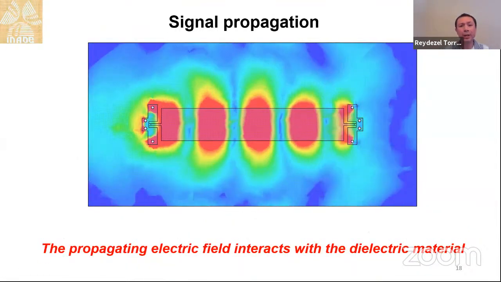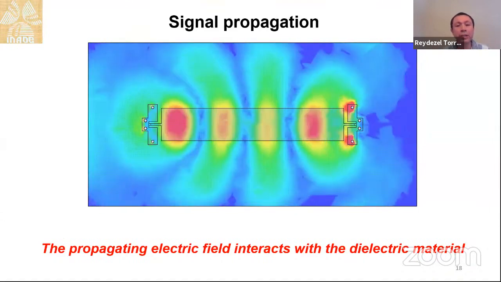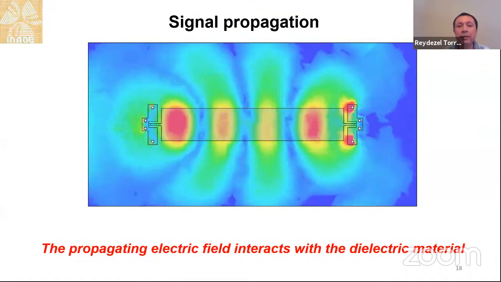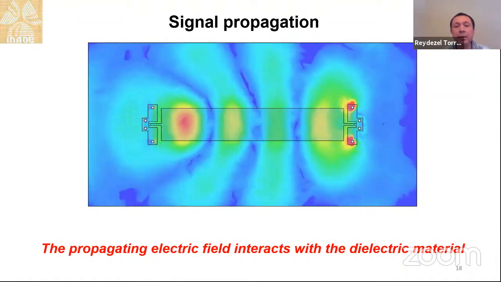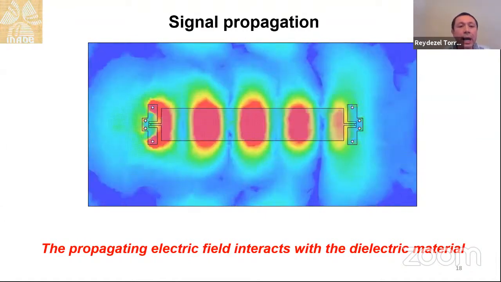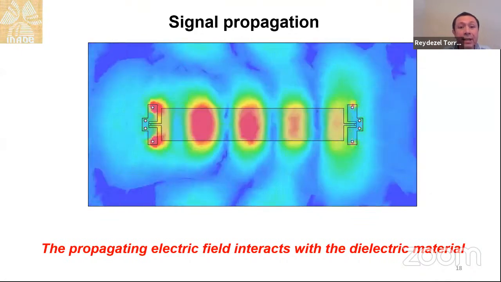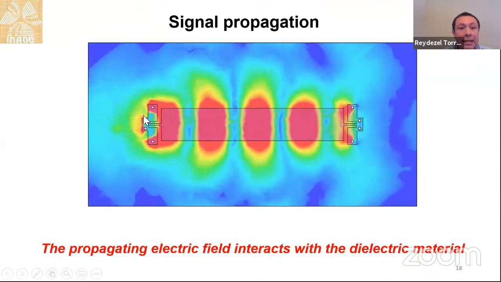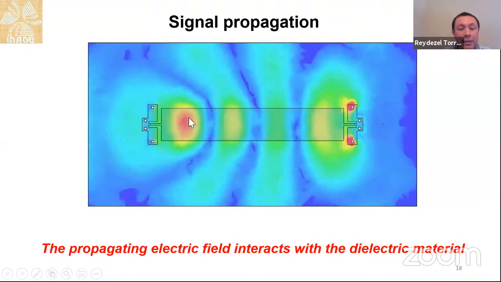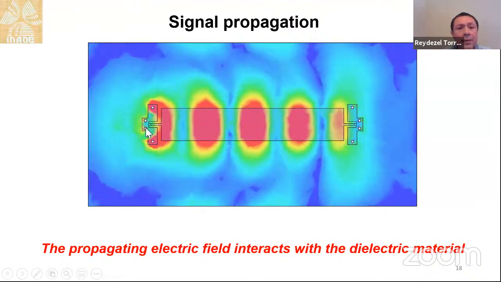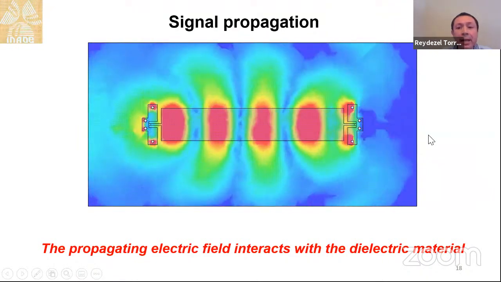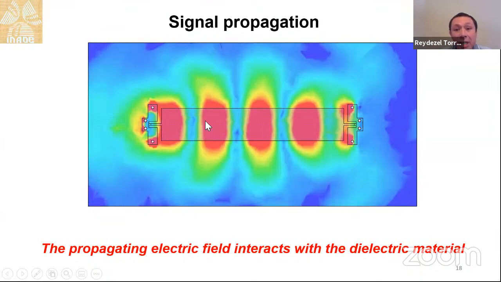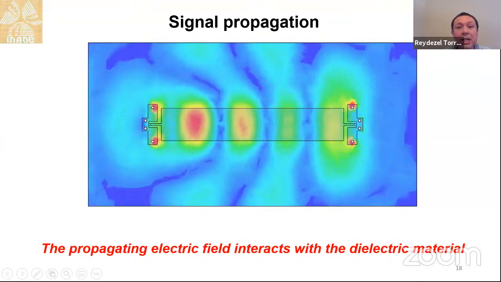In order to explain in a little more detail the interaction between an electric field and the dielectric material we are using, I'm showing here how the electric field varies in position and time when I apply a signal at the beginning of this microstrip line. This is a top view of a microstrip line. I apply the signal here and I collect it here. And I can see that the electric field is changing in position and also changing in time.